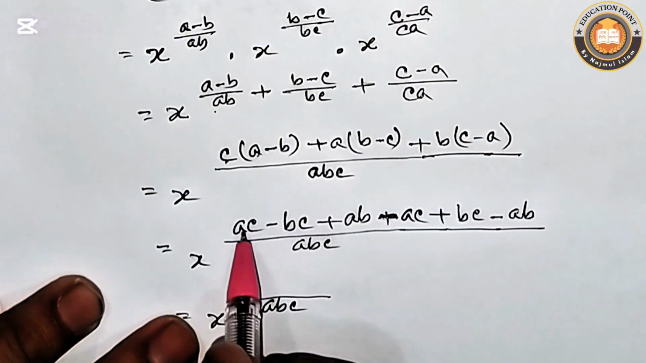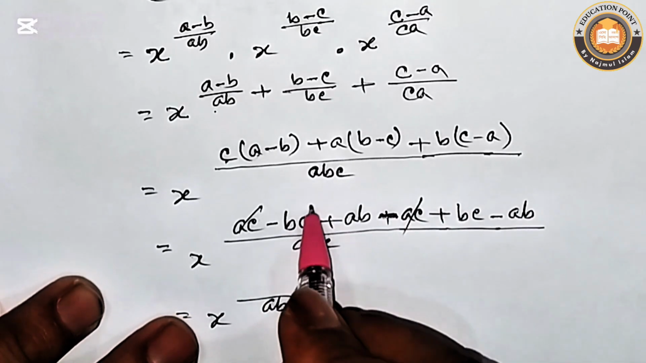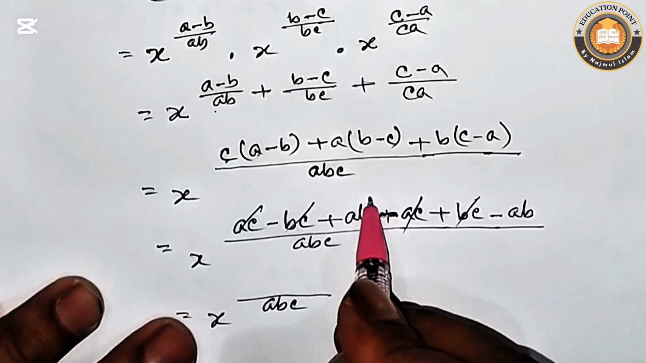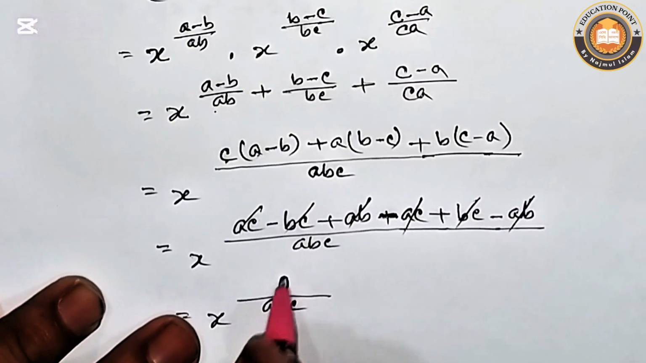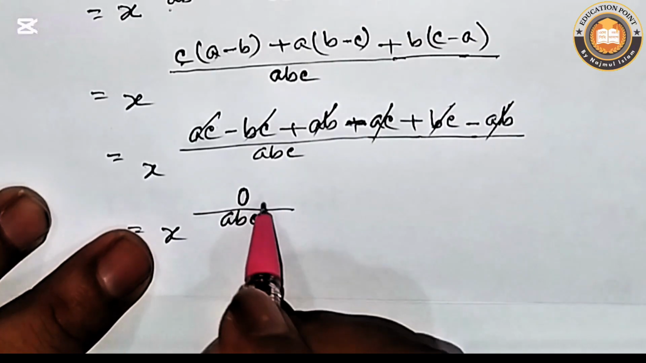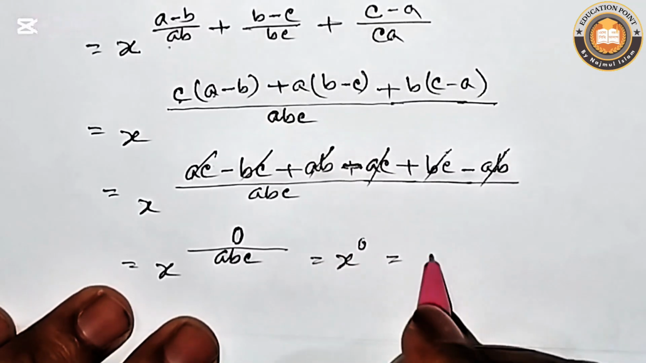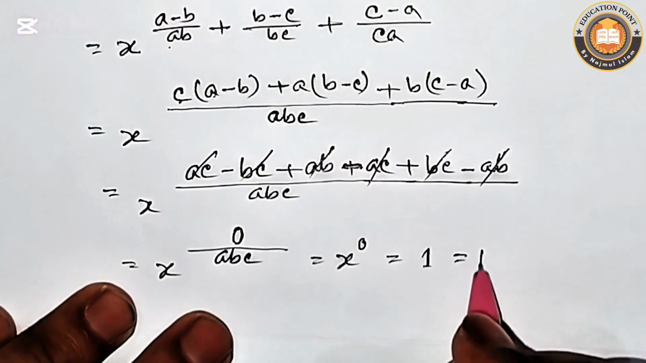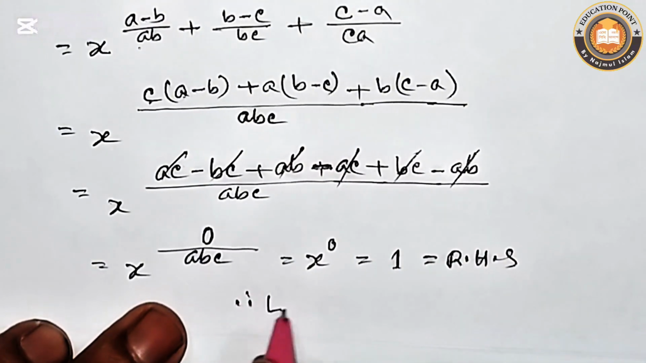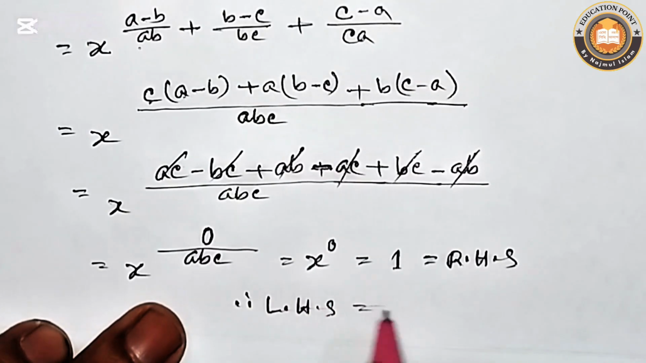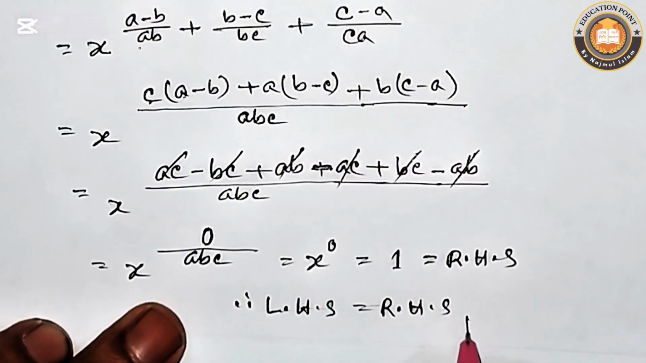Over abc: plus ac minus ac equals 0, minus bc plus bc equals 0, plus ab minus ab equals 0. So their simplified value is 0, equal x to the power 0 equals 1, equal right hand side. So left hand side equals right hand side. Proved.